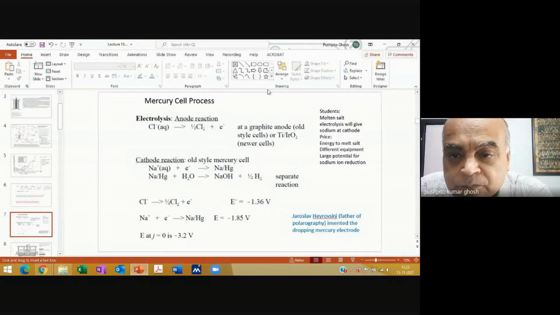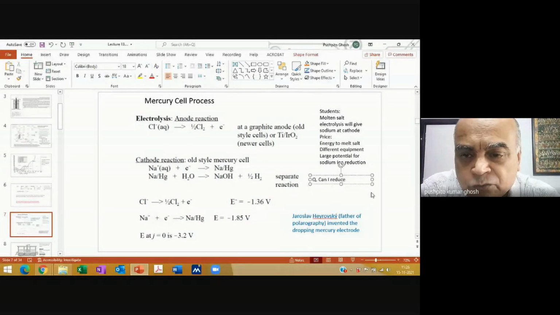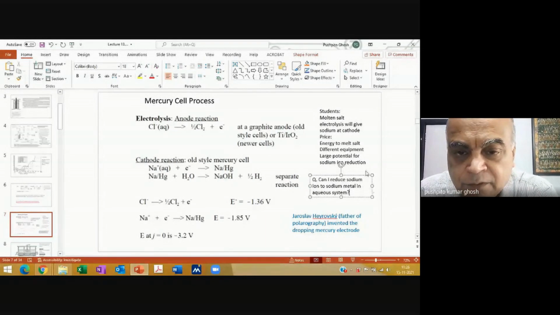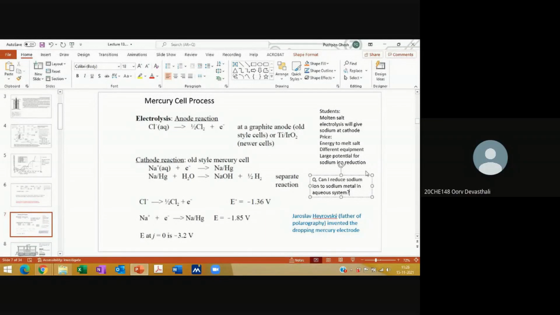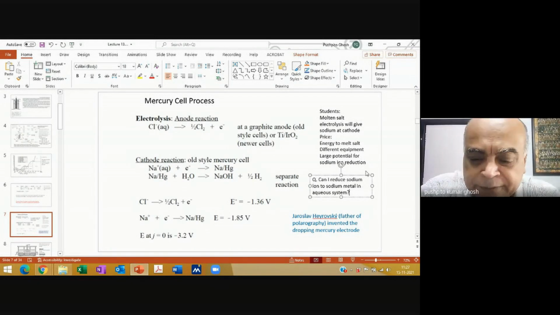Question: can I reduce sodium ion to sodium metal in an aqueous system? Possible or not possible? Possible, sir. How? By changing the concentrations. Can we somehow restrict the H plus ions from going to the cathode? So use a selective electrode which only allows sodium.